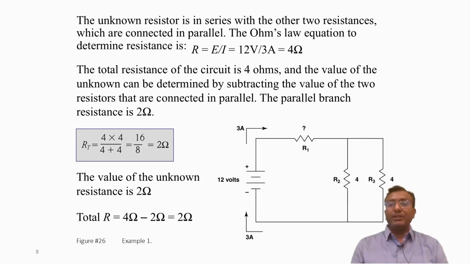Now here we have to find out the value of the equivalent resistance of R2 and R3. It comes around 2 ohms. This 2 ohms is in series with this. So here we know the total resistance is 4 ohms. This 4 minus this equivalent resistance will give us the value of R1. That comes around 2 ohms.